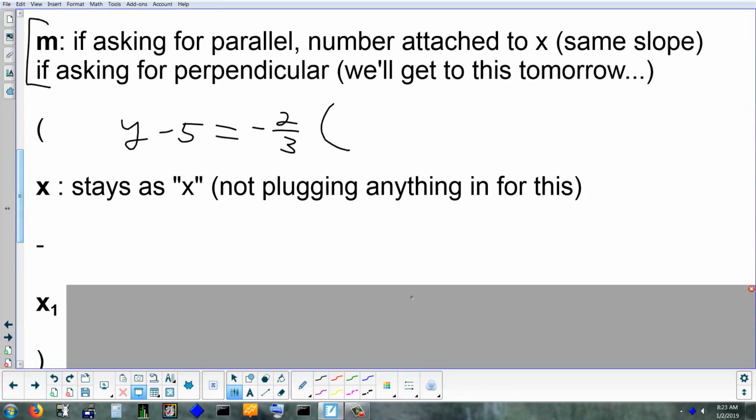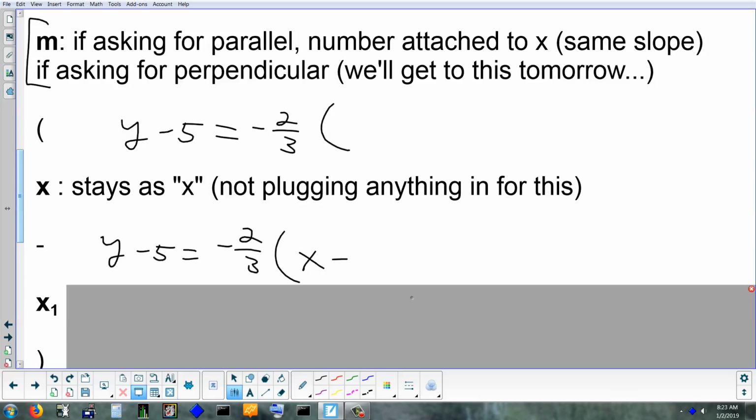All right, so I'm going to write down again what we have up to this point. So we've got y minus 5 equals negative 2/3. We've got our parenthesis. We've got our x. And what comes right after the x? Usually a minus. When could that minus become a plus? It's usually a minus, but what would cause it to become a plus?